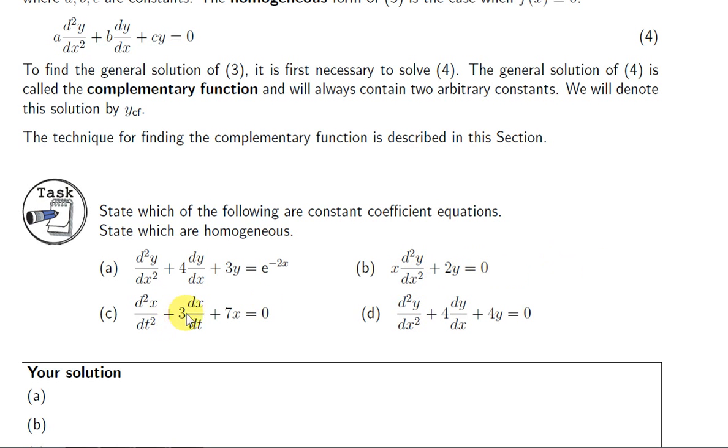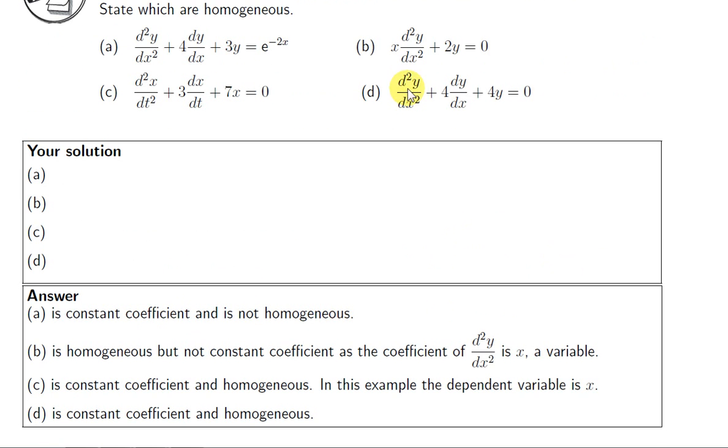Now in C we have a constant coefficient differential equation. A is 1, b is 3, c is 7. The dependent variable is x, the independent variable is t. Since we have 0 on the right hand side, this is a homogeneous differential equation. And in D we have another constant coefficient homogeneous differential equation.